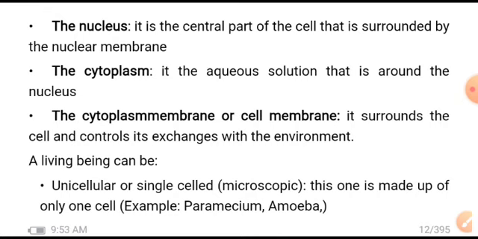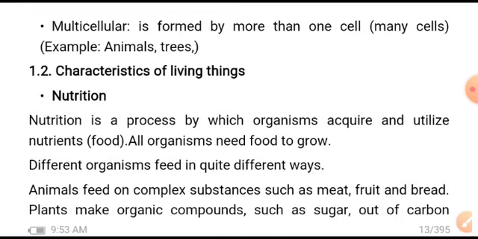So a living being can be unicellular, or single-celled microscopic. This one is made up of only one cell. Examples are Paramecium and Amoeba. Unicellular organisms are those organisms that contain a single cell, for instance, only one cell. Some examples are Paramecium and Amoeba. Multicellular organisms are those formed by more than one cell, so many cells. Examples are animals and trees.